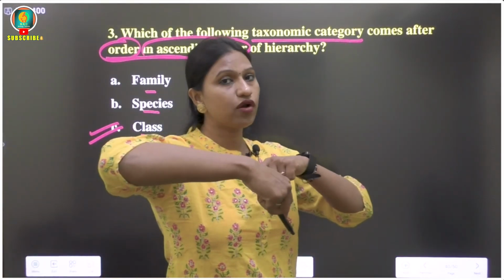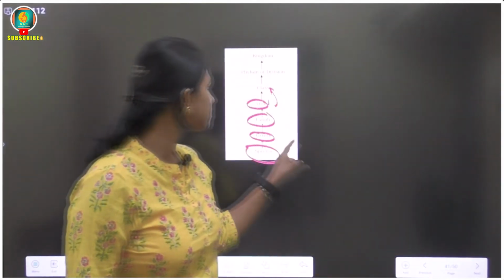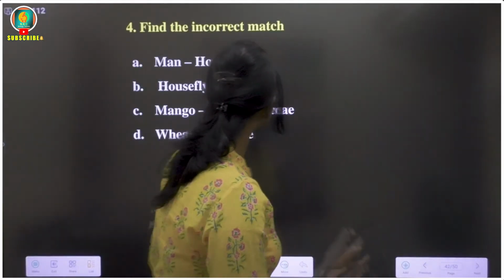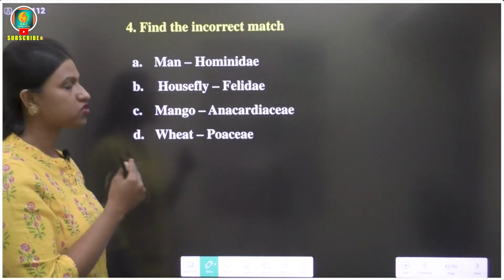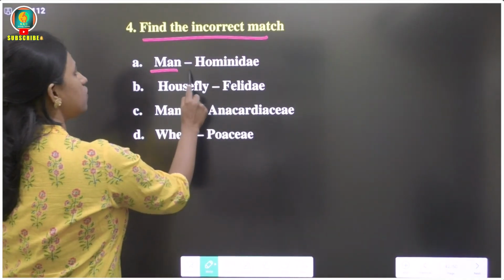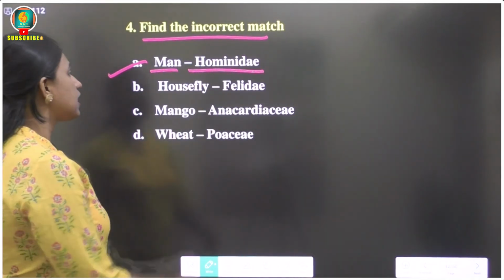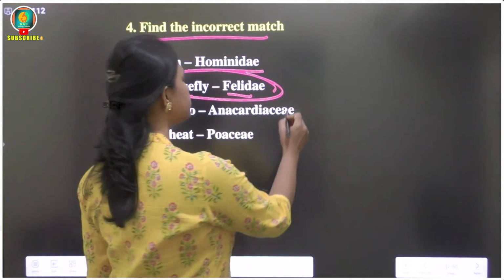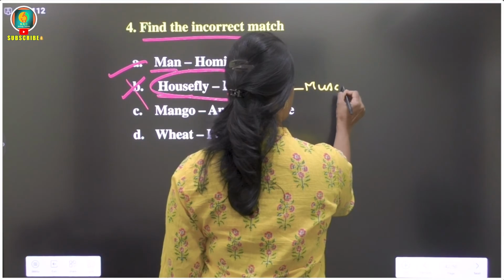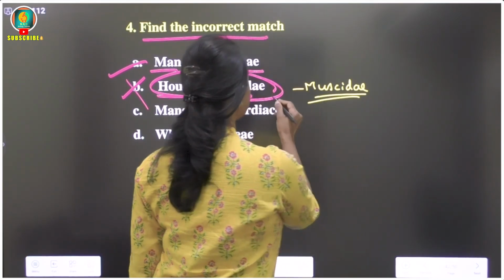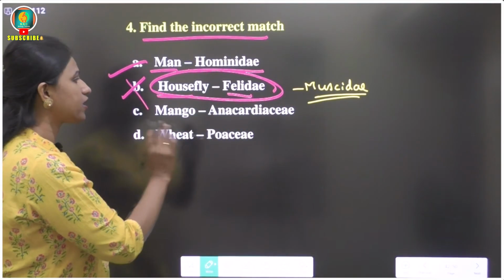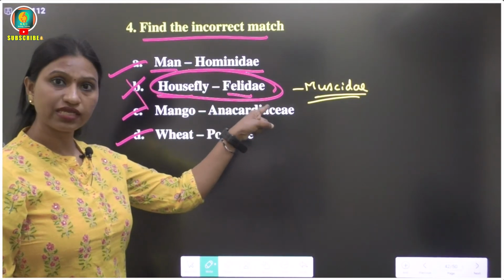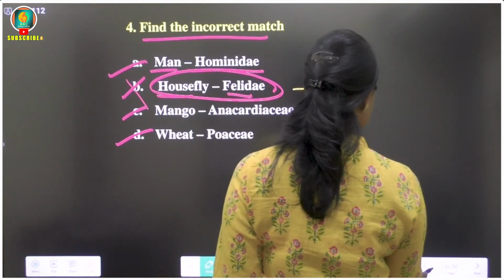Okay. If it is descending order, after order, which one should be the answer? Family should be the answer. But here ascending order. Next question. Find the incorrect match. What is the incorrect match? Man, Hominidae. Correct. Housefly, Felidae is given. No, this is wrong. Housefly, it is Muscidae. Muscidae. Not Felidae. Felidae is the cat family. Mango, Anacardiaceae, correct match. Wheat, Poaceae, correct match. But this is the incorrect match. This is our answer. Right, no? Have you seen the table?